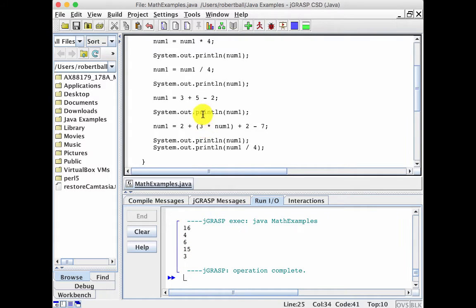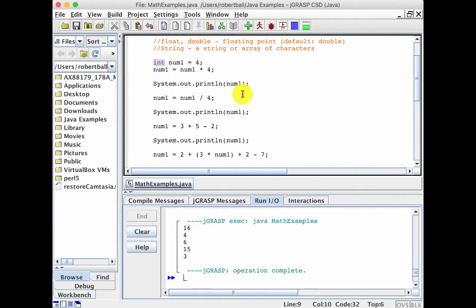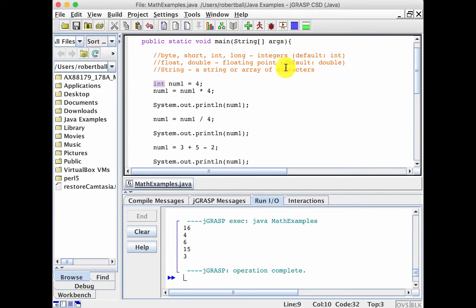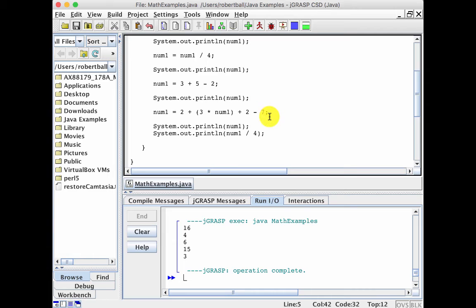Where did I mess up? Oh no, of course not. Int is an integer, and integers do not have decimal places. So if you are going to be using an integer and you realize that you want decimal places, you need to change this. So let's go ahead and change this.